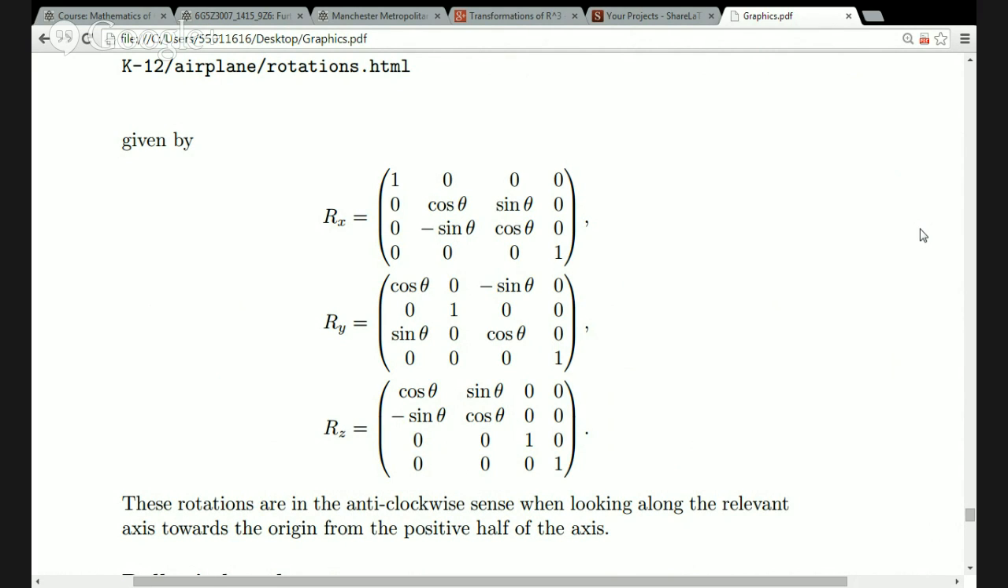So you recognize the kind of 2×2 rotation matrix that we met when we were looking at rotations of the plane. And it's just inserted into this three-dimensional setting, and now into the four-component homogeneous coordinate setting.